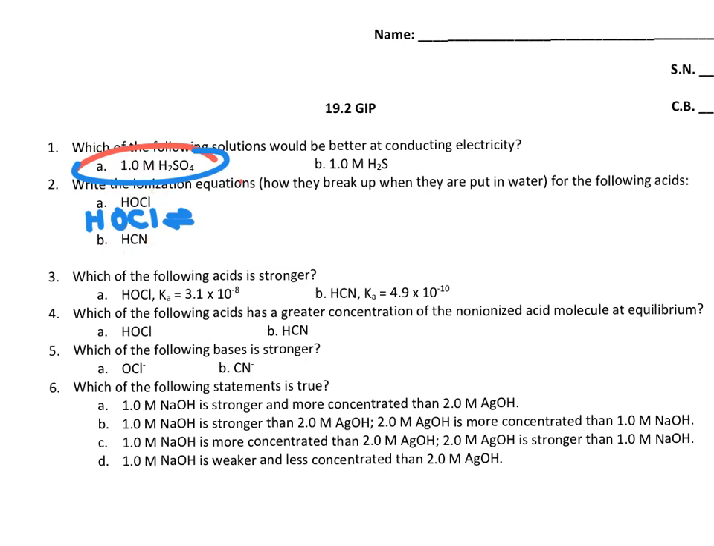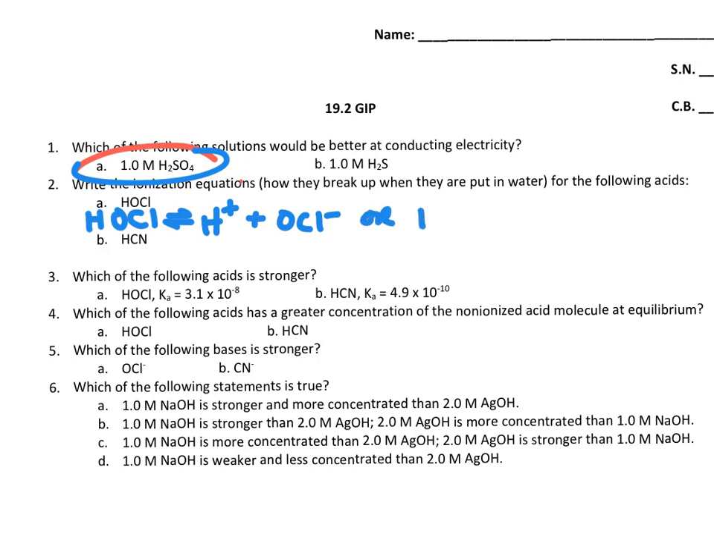HOCl, HCN, neither of those are strong acids, so they're both going to be equilibrium equations when we write them. So HOCl is my only reactant, and then acids give off protons, so it'd be H plus and OCl minus. Now, there is another way to write this, like I referred to earlier, so I'm going to say or.